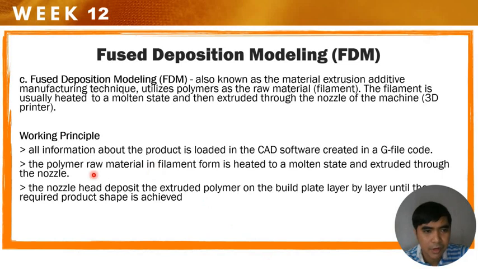Okay, so the working principle is all information about the product is loaded in the CAD software. So it is also run by a computer system, specifically the CAD software. So you will do the design in your CAD software, and then the system will forward the information to the 3D printer. The polymer raw material in filament form is heated to a molten state and extruded through the nozzle.